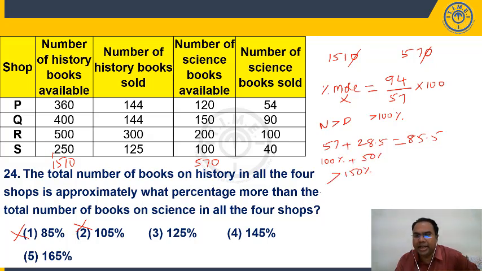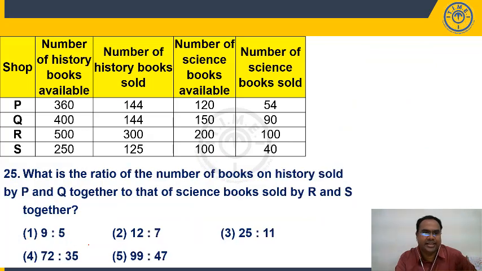So obviously it is more than 85, which means more than 150%. More than 150%, I have option 5, 165%. That should be your answer. No need to calculate, students. It is time based. By observation, by looking at the options, we can clearly say this.